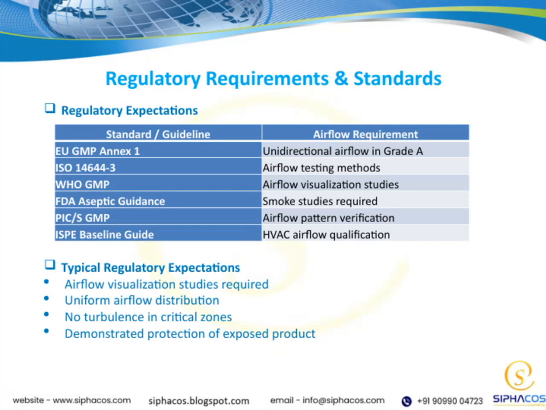When it comes to regulatory expectations, airflow plays a crucial role. We're talking about studies that visualize airflow, ensuring it's uniform and free of turbulence, especially in critical zones where products are exposed. This isn't just a best practice, it's a requirement across multiple standards and guidelines. From the EU's GMP Annex 1 demanding unidirectional airflow, to the FDA's call for smoke studies, each authority has its own way of verifying airflow patterns. Together, these regulations ensure the environment protects the product and maintains quality.